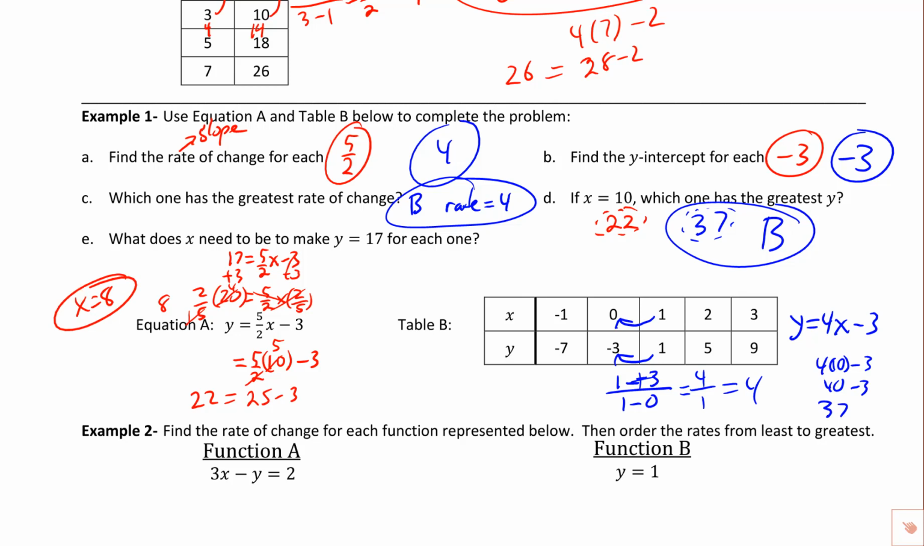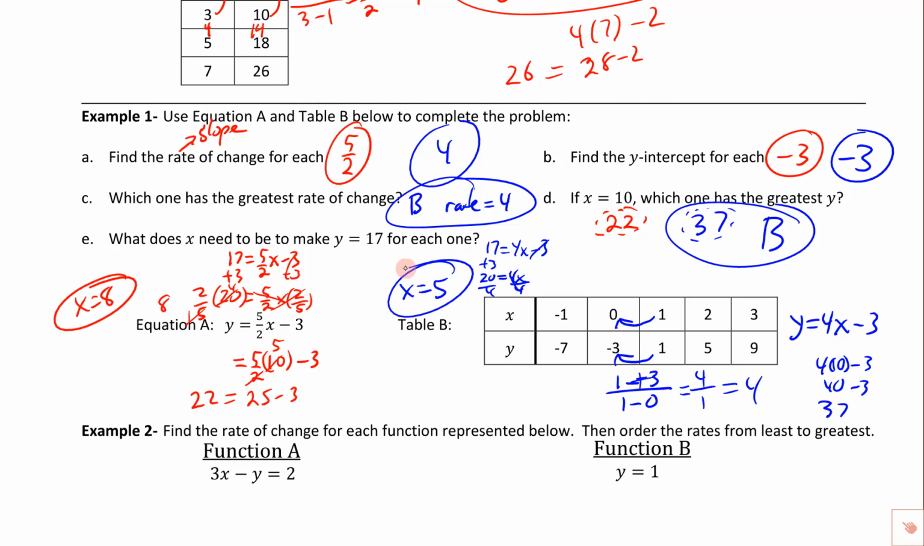And for the other one, we're going to do the same thing. We're going to put a 17 right here. So this is going to be 17 equals 4x minus 3. Kind of nice that we don't have any fractions to deal with. So we're going to add 3. Okay. So we get 20 equals 4x. Divide both sides by 4. So we get x equals 5 on this one.